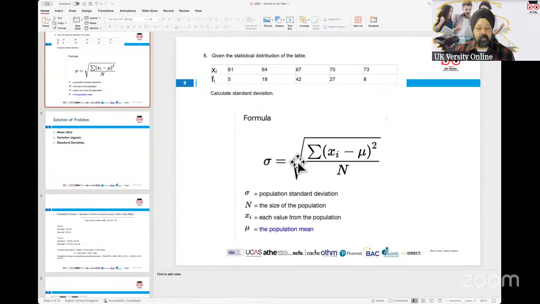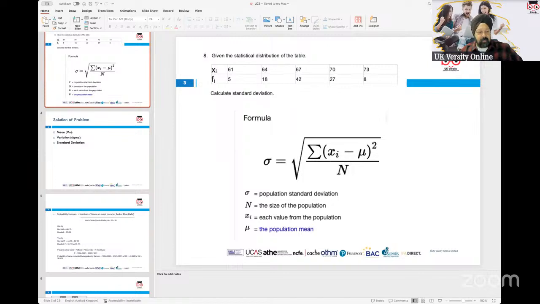But I would need a scientific calculator, because I need to calculate the square root. And obviously this value, which is the total of this minus the total of this squared, divided by the total value of this, would give me that. So you need a calculator.